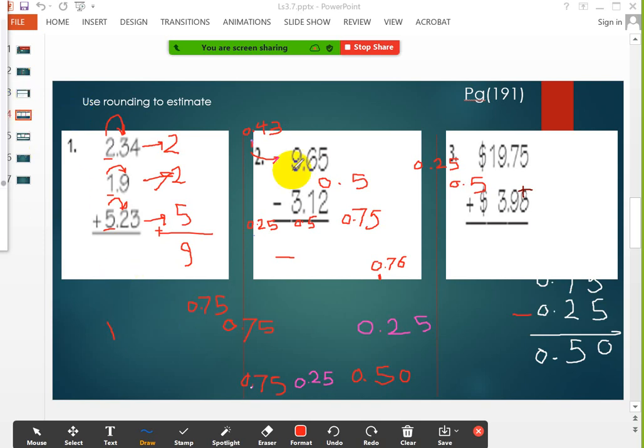Okay, girls, we will solve only this question. The other questions we will solve tomorrow, inshallah. I hope that you understand it very well. Tomorrow we will continue the lesson.